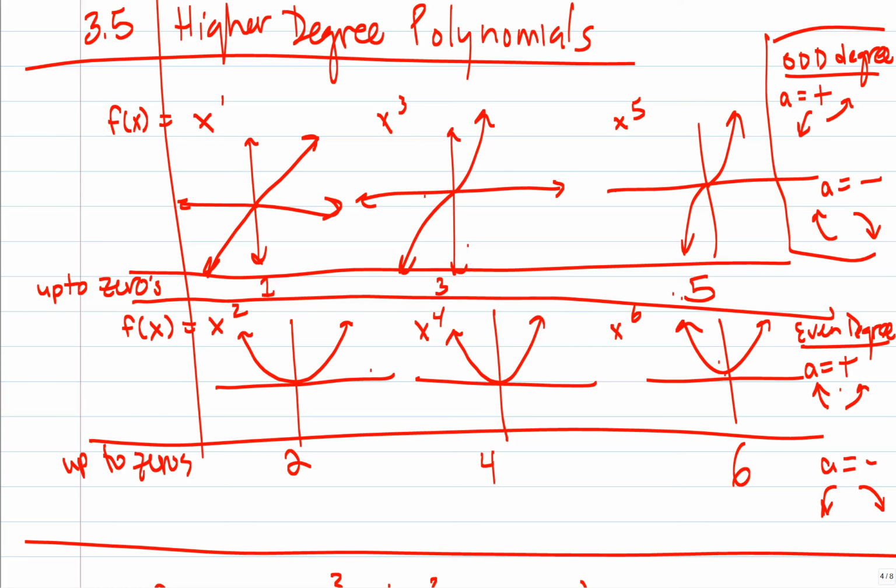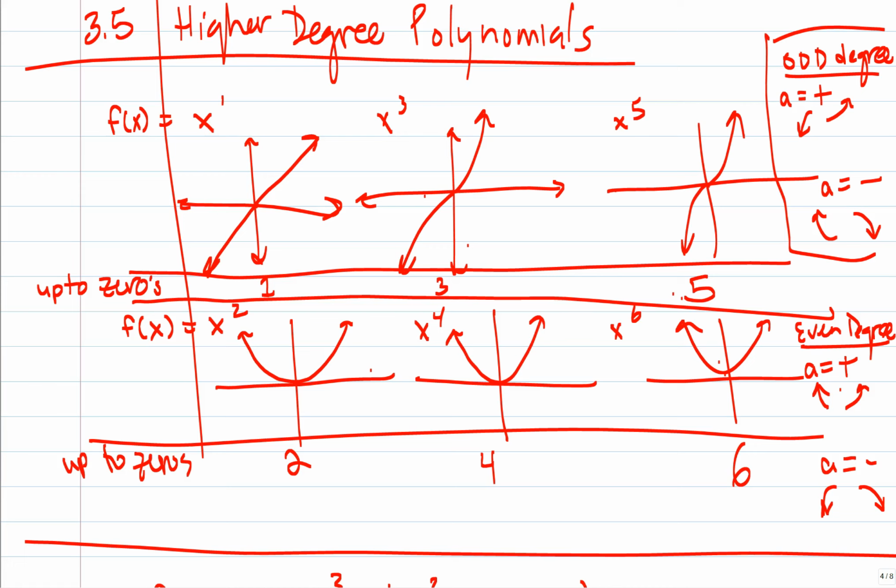So for section 3.5, we're going to expand our knowledge of higher degree polynomials. The good news is, if you know things about the basic polynomials, then you already know a lot about odd degree polynomials and even degree polynomials, for instance. And if you need to pause this and sketch it out, we're basically just going to talk through some of the rules, then we're going to apply them, okay?